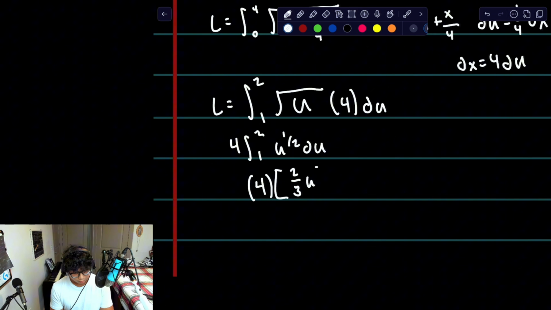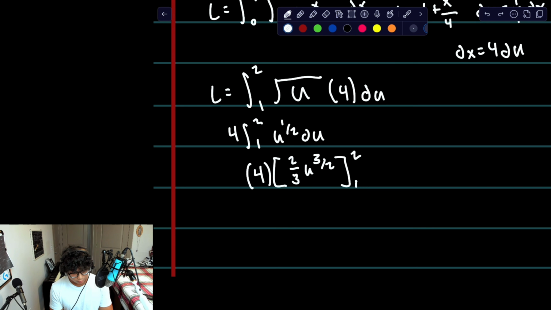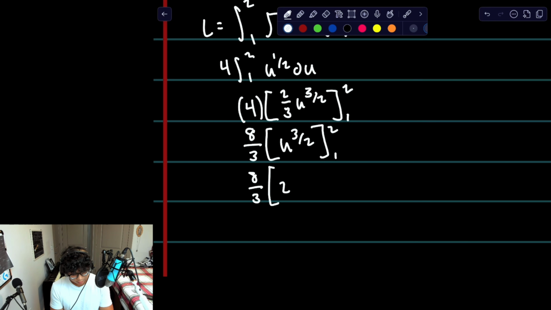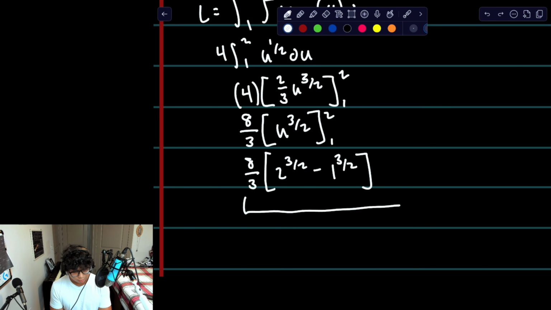2/3 u to the 3/2 bounded by 1 to 2. And you can take out this 2/3, making this 8/3 times u to the 3/2 bounded from 1 to 2. And this definite integral becomes fairly easy, which gets us 8/3 times 2 to the 3/2 minus 1 to the 3/2, which simplified leaves our final answer to be 8/3 times 2 times the square root of 2 minus 1. And that was problem 1.